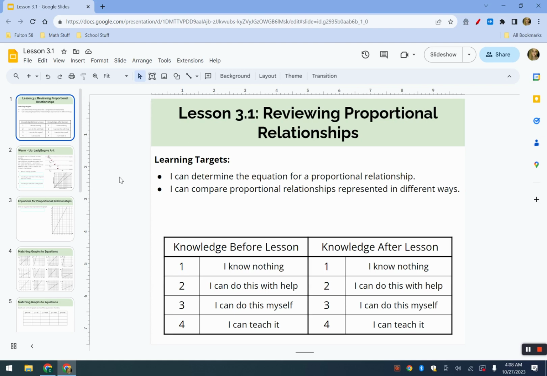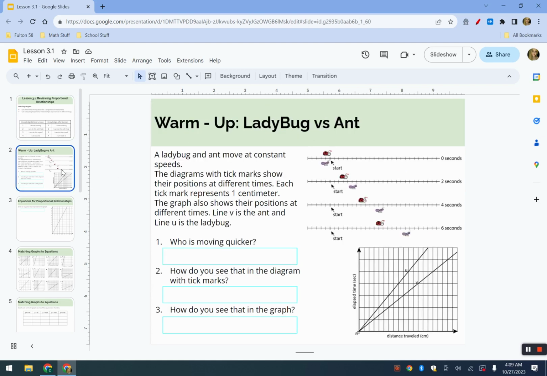So, today we are reviewing proportional relationships that you learned about last year. We're going to talk about writing equations for a proportional relationship and comparing proportional relationships that are represented in different ways. So let's go ahead and look at our warm-up.